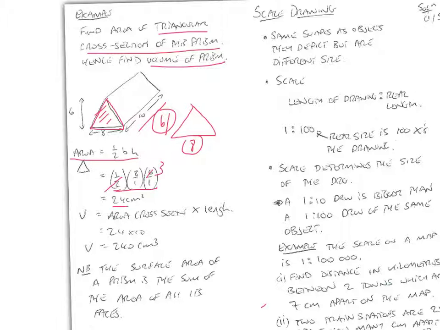Now to find the volume we need to multiply this 24 by 10 here, the cross-section area by the length, so the volume is 240 centimetres cubed.